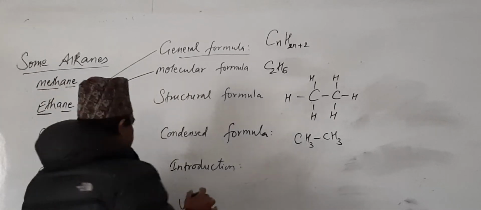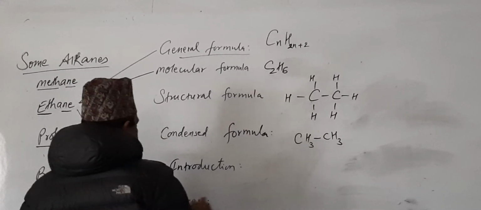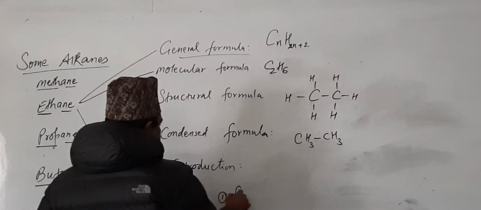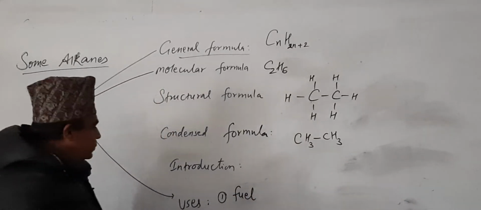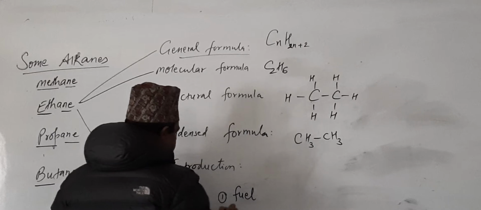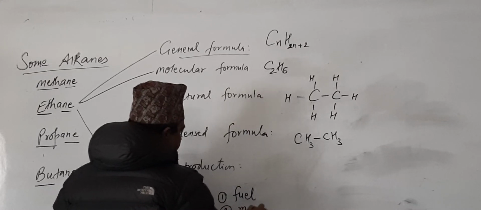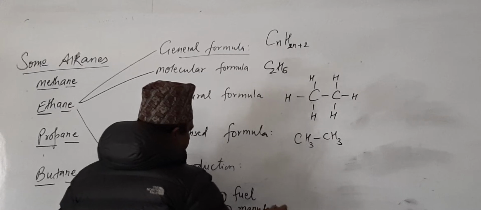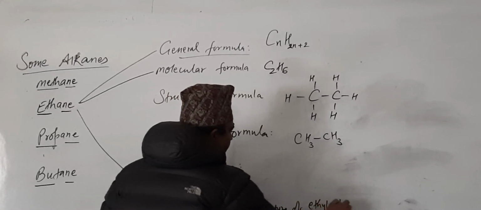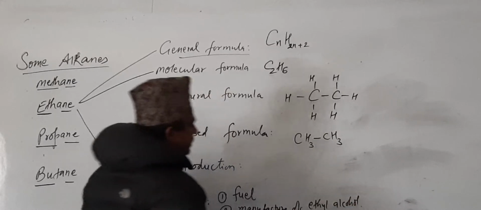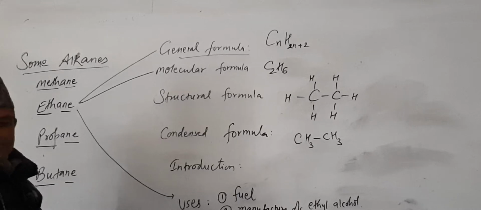What are the uses of ethane? Can you tell? Number one, it is used as a fuel for obtaining energy. Second, it is used for the manufacture of ethyl alcohol. To make ethyl alcohol, what can be used? Ethane. Simple, just remember.